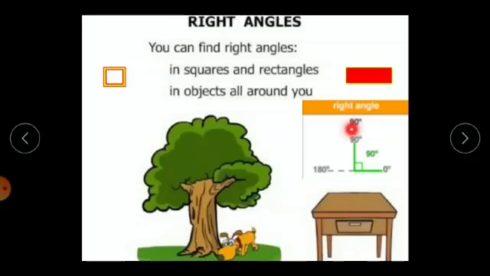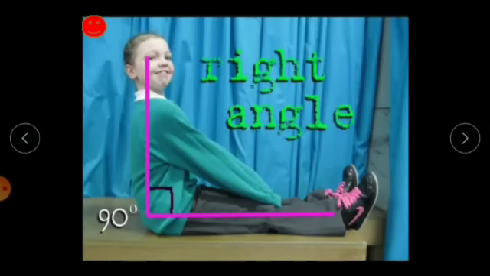Right angle. An angle whose measure is 90 degrees is known as a right angle. You can find right angles in squares and rectangles, in objects all around you. Now watch the real life examples of right angle.